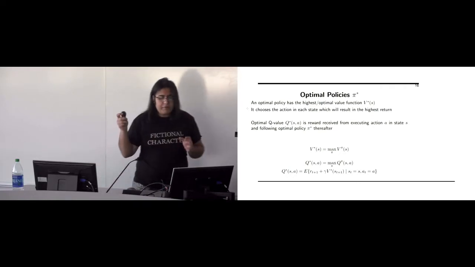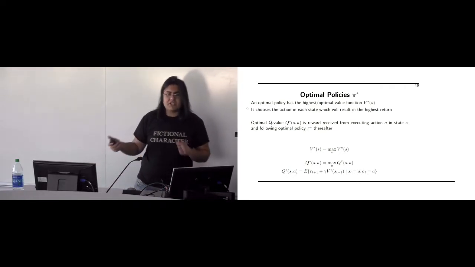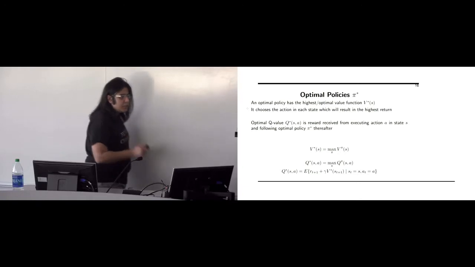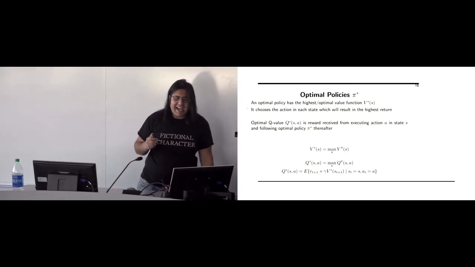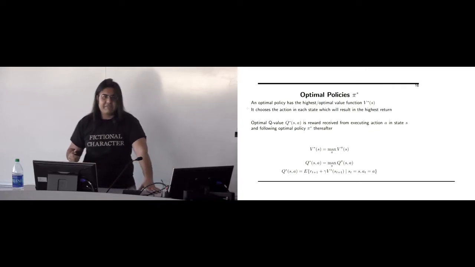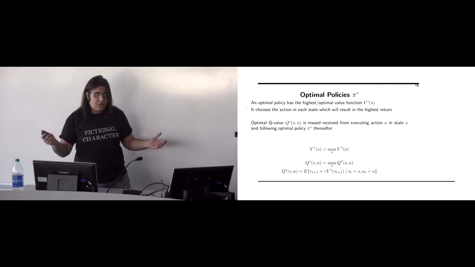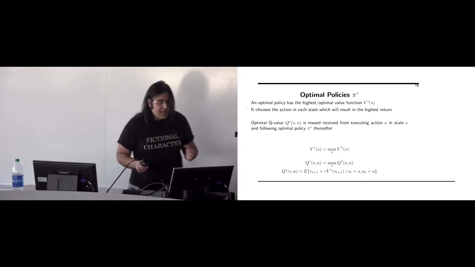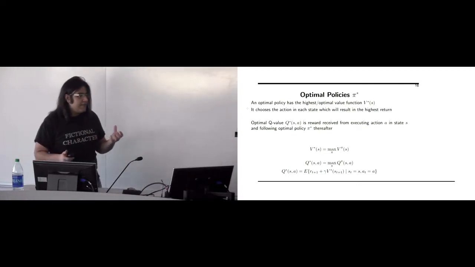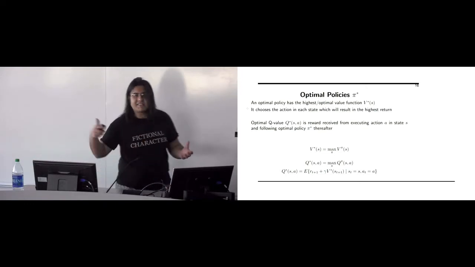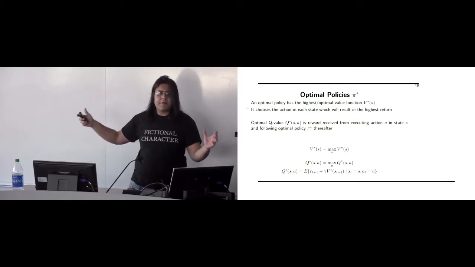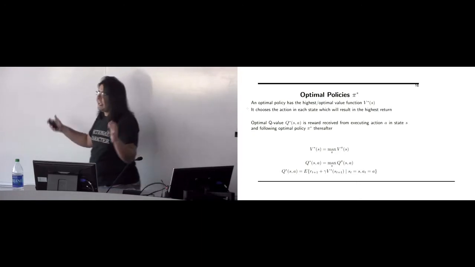Well, you can go through the Q function definition. Optimal Q value, Q star of S and A, is the reward received from executing action A in state S and following the optimal policy pi star thereafter. Two very intuitive, simple definitions. V star of S, how does it relate to V pi of S? If you have an array of V of S's for different policies, how do you select the optimal in that array?